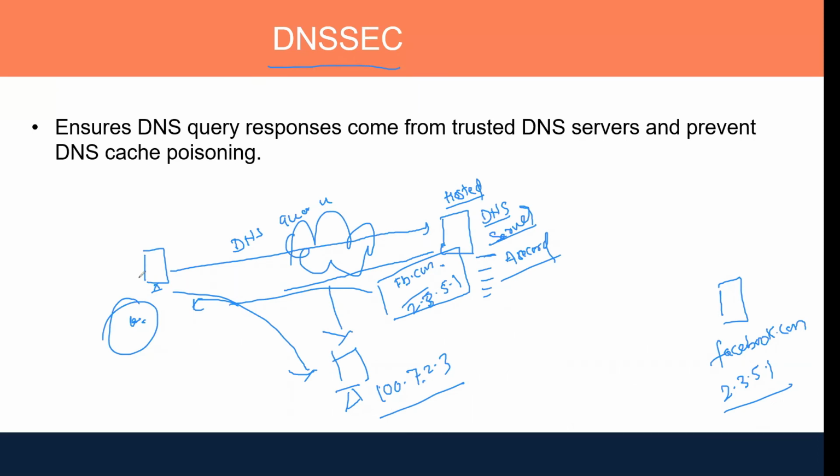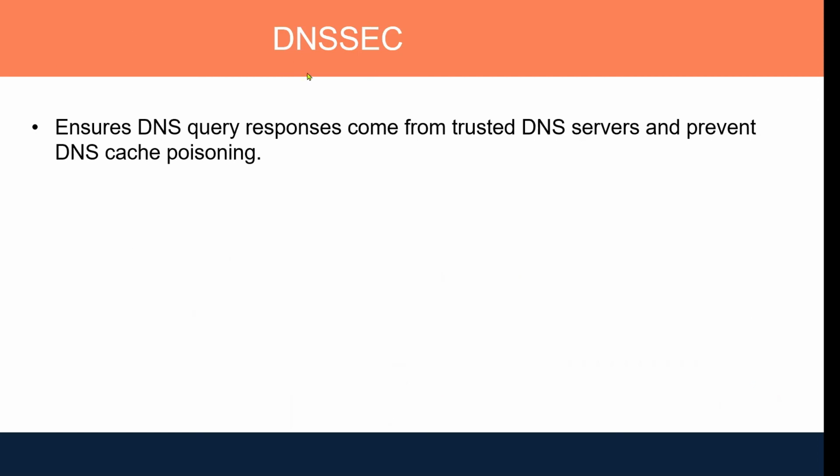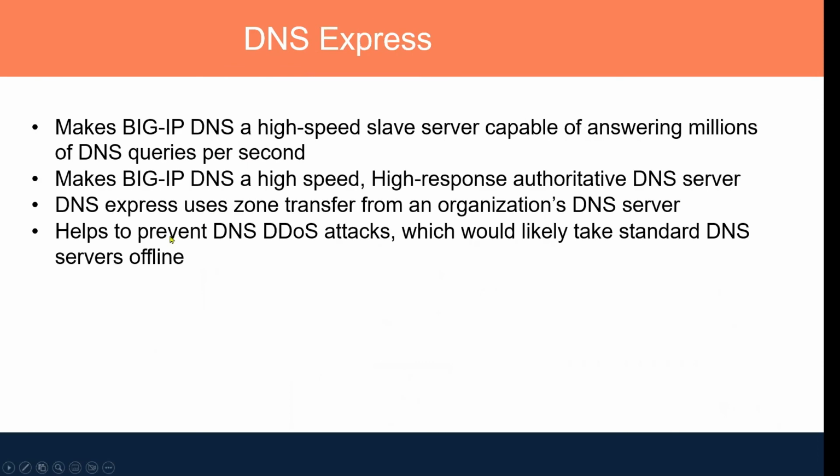Right? Now I'm moving to the next one. The next feature is DNS Express. This is one of the great features of F5 DNS. As I told you, DNS Express is nothing but an enhanced DNS query. Your F5 provides the feature known as DNS Express, and this DNS Express can resolve millions of queries per second and it can handle DoS or DDoS attacks as well.